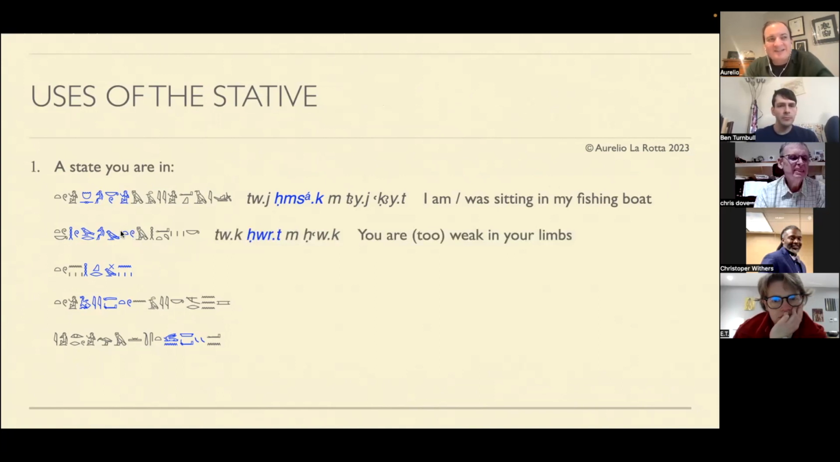And finally, when you have an object pronoun afterwards, on a weak verb, they're all spelled the same way. It's basically the way to say there's a T that's really being pronounced. It doesn't fall off. All right, solid job. You are weak in your limbs, or in context, you are too weak in your limbs. This job is too big for you. This is, of course, from Horace and Seth.